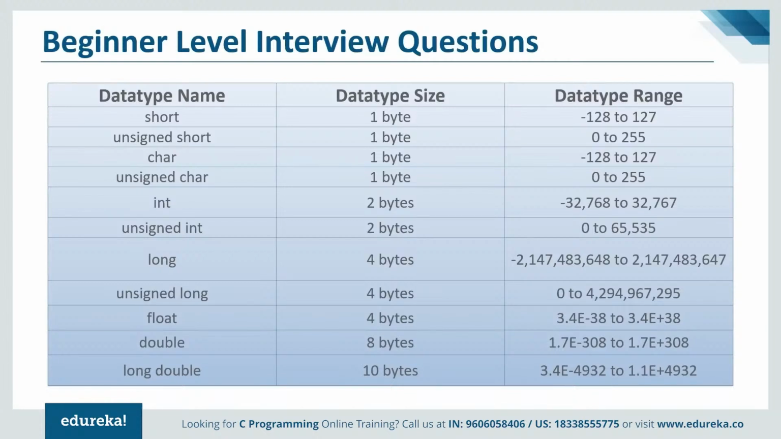Each of those has its own data size and its own data type range. As you can see, short has a data type size of 1 byte, and followed by that the data type ranges from -128 to 127 bits.